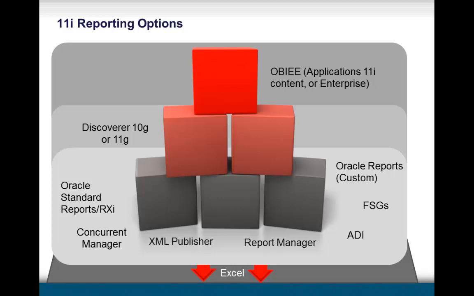Discoverer for 10g or 11g has always been the main ad hoc query tool. It really consists of a tool for creating a report, and there's usually an end-user layer to hide some of that complexity from your end users. It's widely used in the other subledgers, like your payables, your purchasing, your projects, and such, to get more detailed information and transactional information for users.